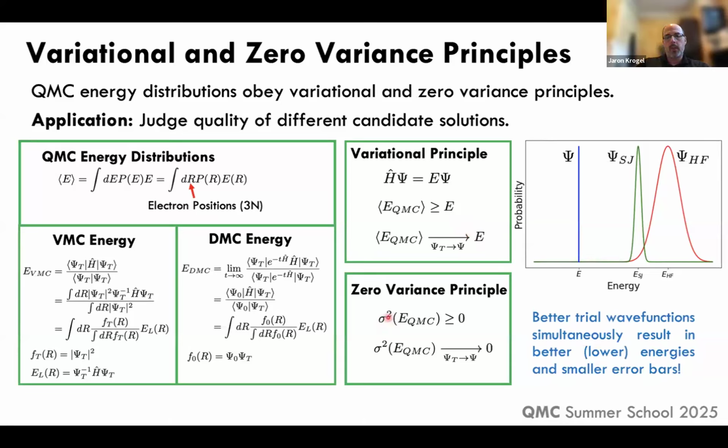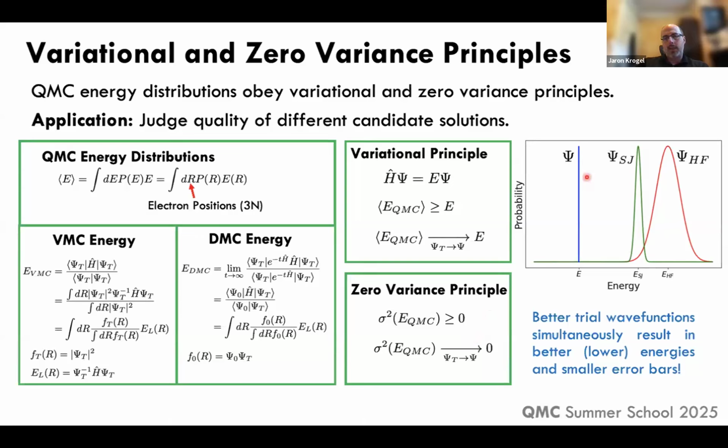Okay, now the zero variance principle. So trivially, the variance of any energy distribution is non-negative. It's greater than or equal to zero. But importantly, in quantum Monte Carlo, the variance itself goes to zero as the trial wave function approaches the exact one. And so similar to the variational principle, here lower variances correspond to better wave functions. And so you can evaluate them independently. I'll illustrate this over here on the right.